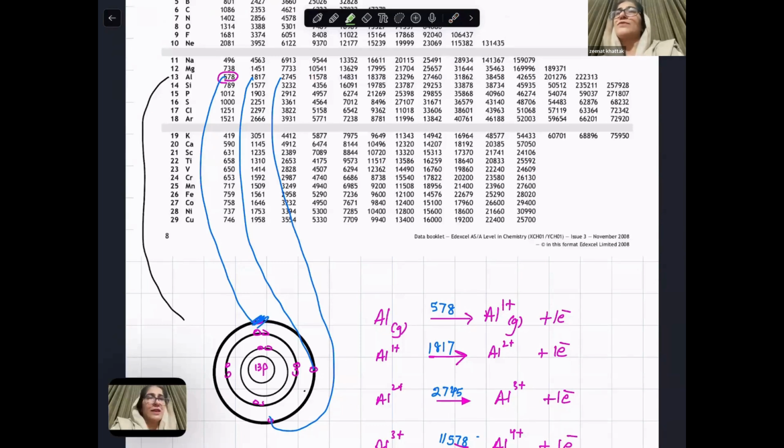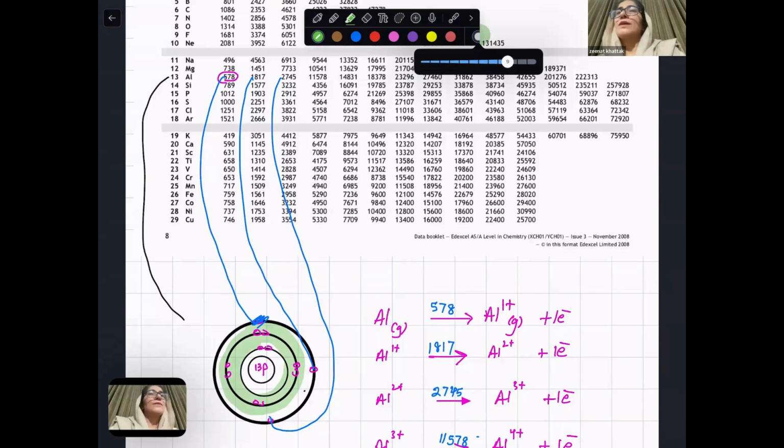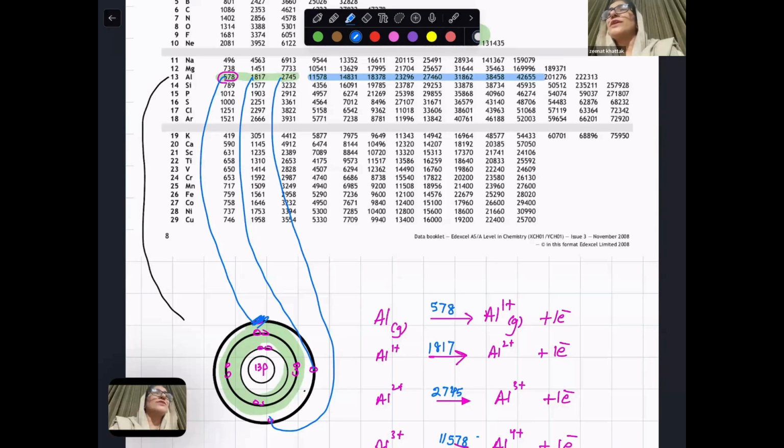Now another thing, count how many electrons there are: 8 in the second shell. So these 3 are in the outermost shell, then 11,000, 14,000, 18,000, 23,000, 27,000, 31,000, 38,000, 42,000, and look at this, 200,000, if I'm not wrong. 1, 2, 3, yeah, like 200,000.